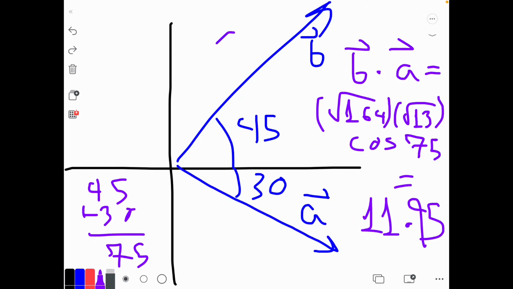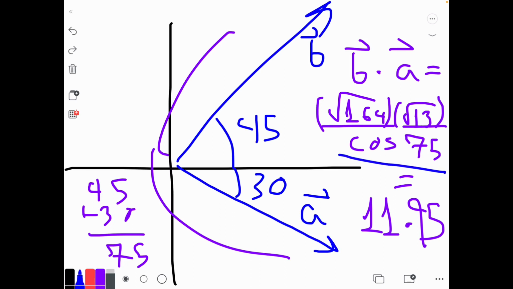Now I'm going to use vector B and vector A, and we can say, okay, we had the magnitudes, so let's get a dot product. We had the components, and we get the magnitudes from them, and we're going to get the dot product because it gives us a scalar. We take out the unit vectors and get the magnitudes and the scalar. So the dot product is going to be the square root of 164 times the square root of 13 times the cosine of 75 degrees.